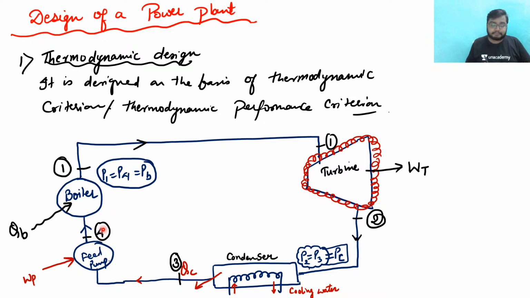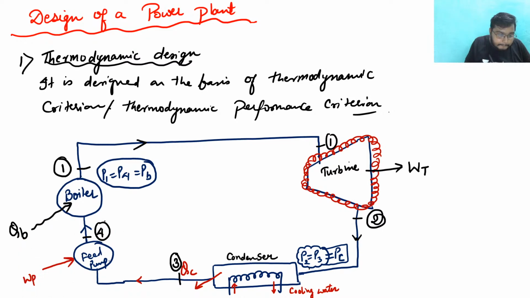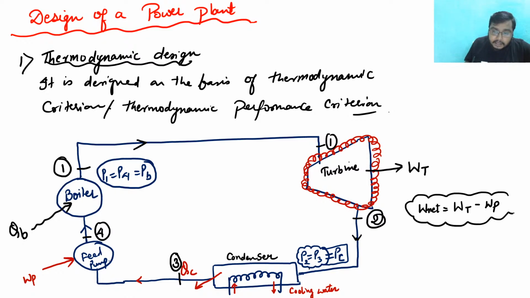Now see what I can say. So what is the network? Can I say that work done by turbine minus work done by pump is the network? Right, because we are extracting the work from the turbine and we are giving some work to the pump. So the network is the difference between them.